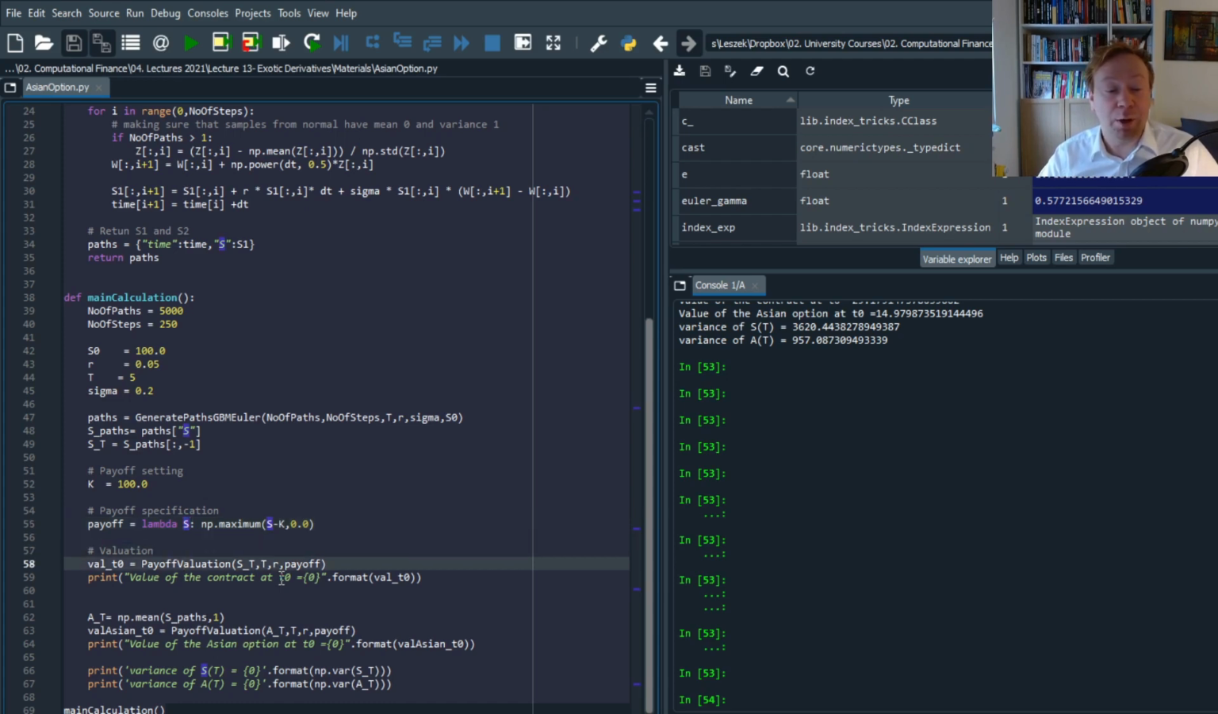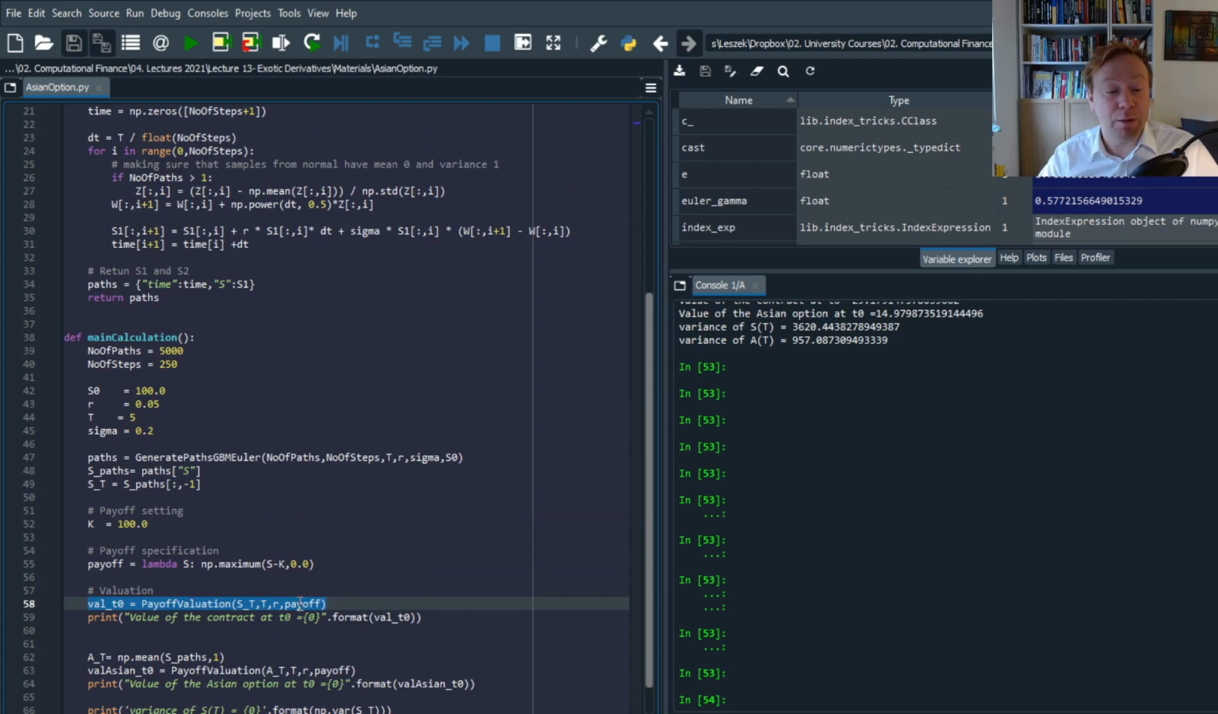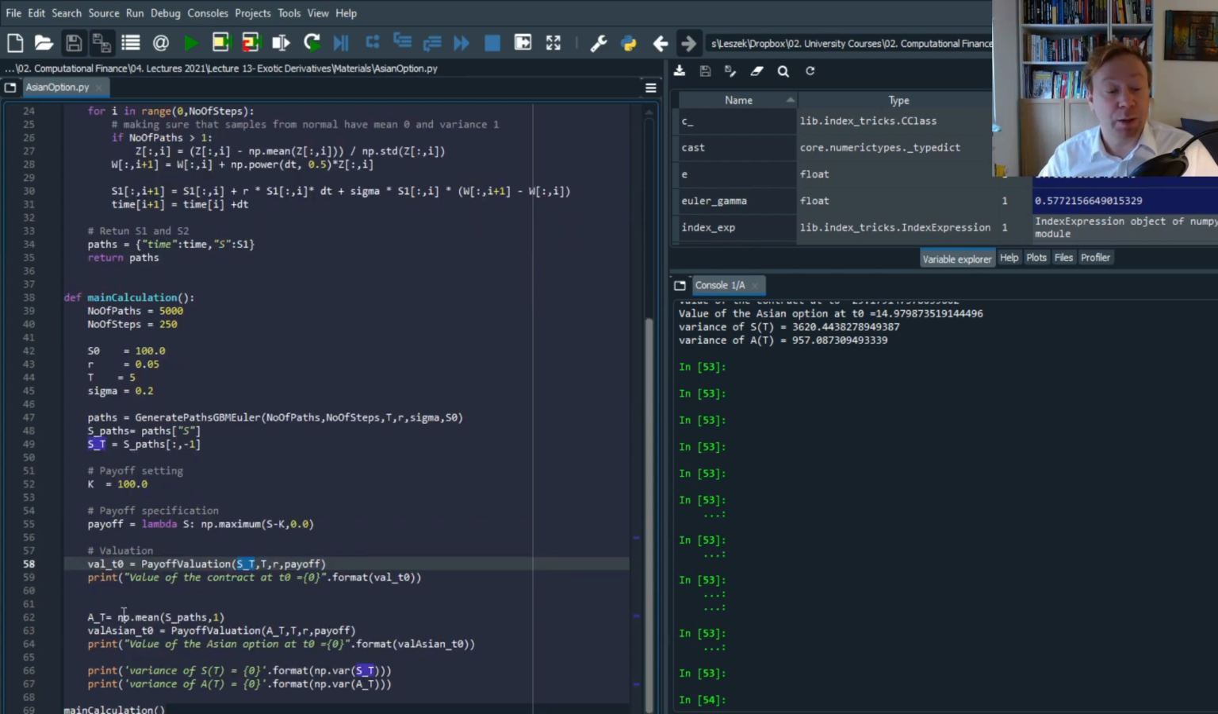Here we have a valuation of a payoff, so it's just a European option where we have a stock at the maturity. And then here in this block, I calculate the average. So this is the average for each path. You see we have S paths, which is a matrix, which is calculated here. And then we do the average for all the rows. So this means we calculate the average per each path. Now, because our payoff is generic, we can use exactly the same evaluation here, also payoff valuation.